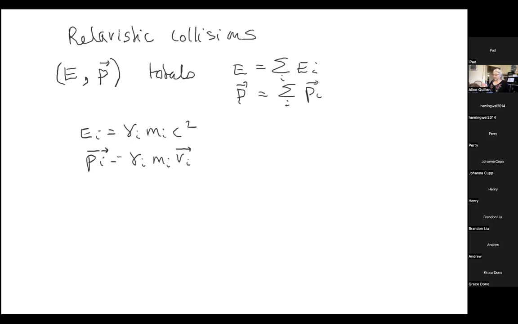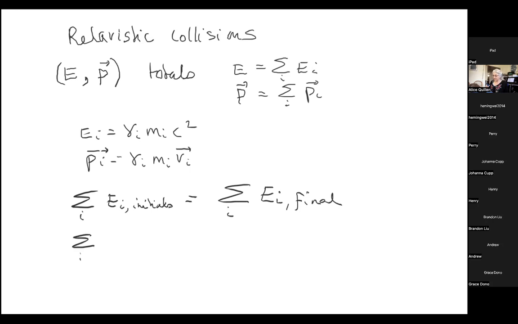So this is total energy. In the collision, the total energy should be conserved, and the total momentum should be conserved. That means the sums for the initial state equal the final. Let's write that a little more clearly. For each particle, the sum of the initial energies is equal to the sum of the final energies, and likewise the same thing is true for the momenta.